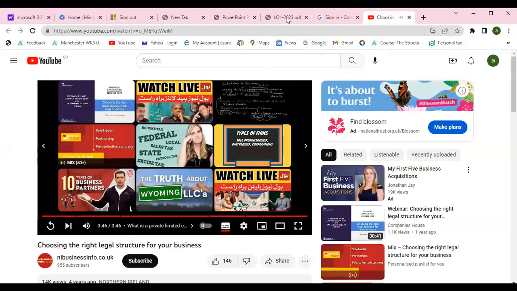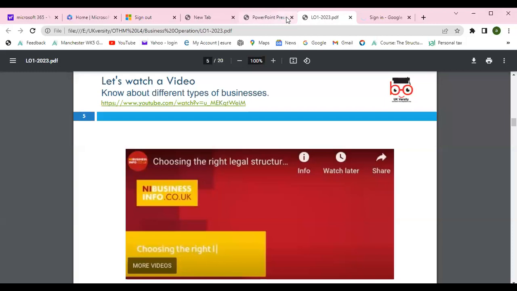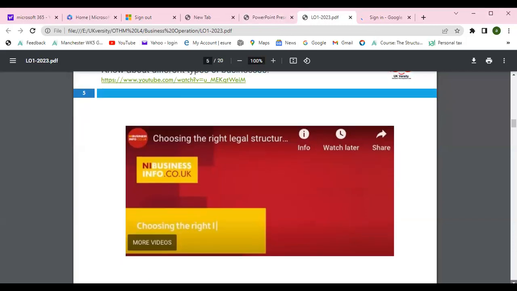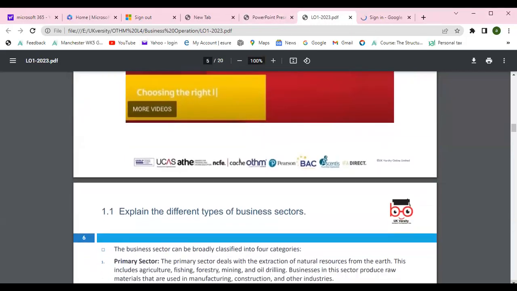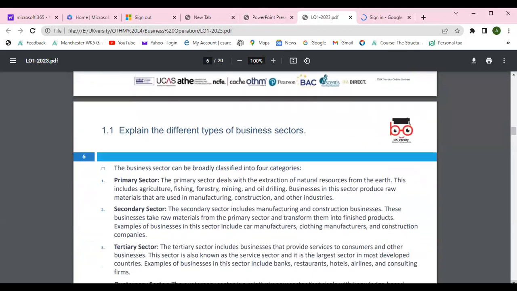So this is about types of business ownership, yes? We can start with sole trader, partnership, limited company, which we'll discuss now. Now we have assessment criteria. So first of all, explain different types.